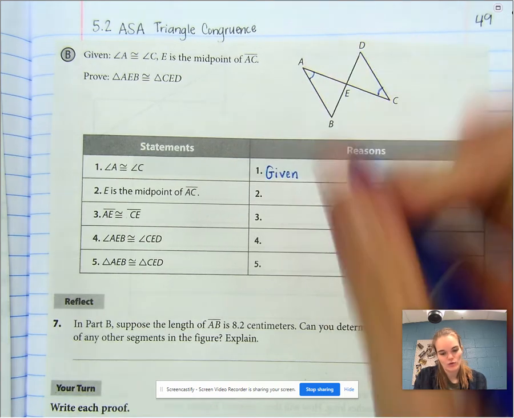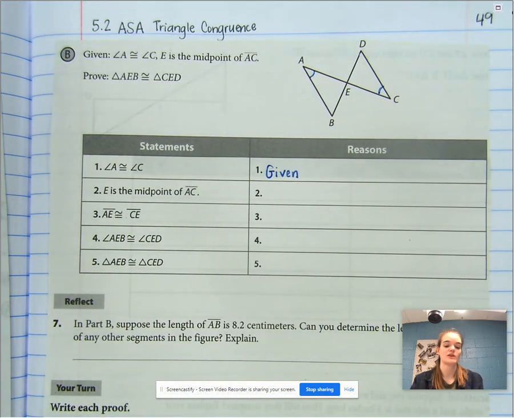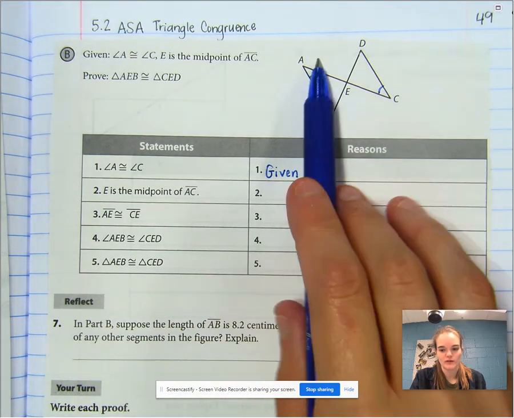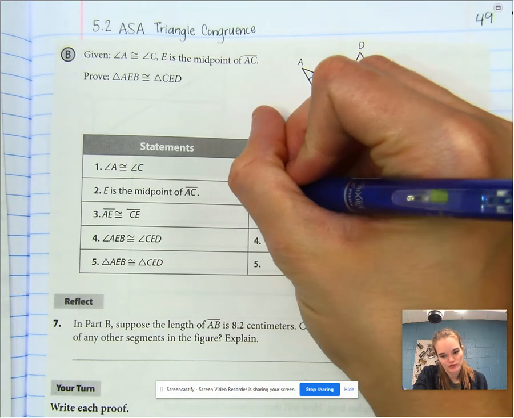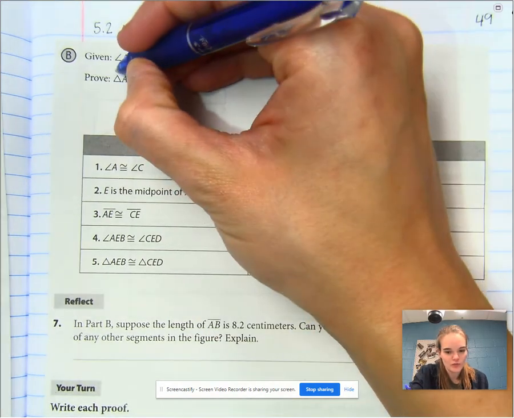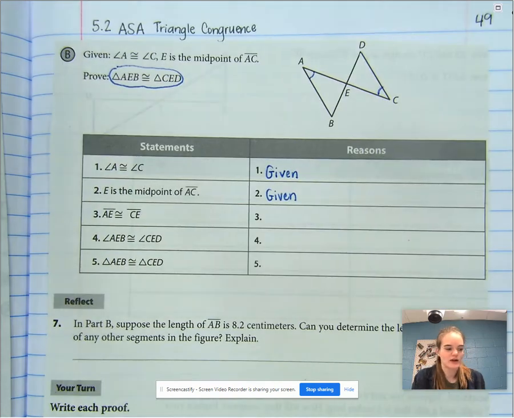By the way, if you ever want to, you can actually write both given statements in the same box. It just depends. Sometimes they want you to write them in separate boxes, which is why they give you a certain amount of boxes, which means on your homework, sometimes you might use more boxes or less boxes, and that's fine. All right, E is the midpoint of AC. That was also given to us. All right, our goal is to prove that the triangles are congruent.